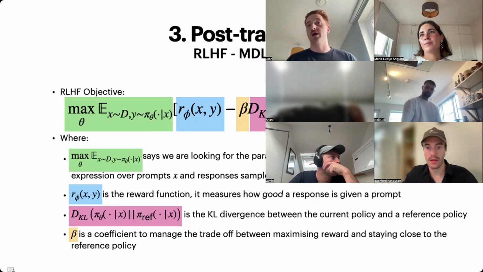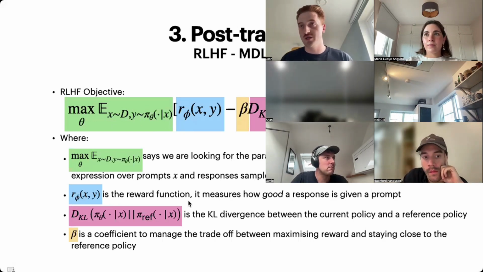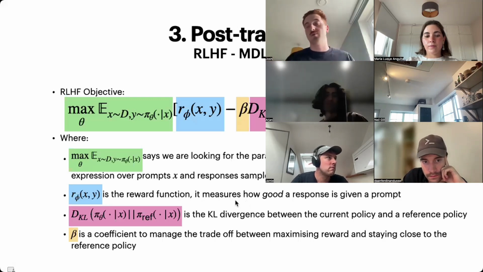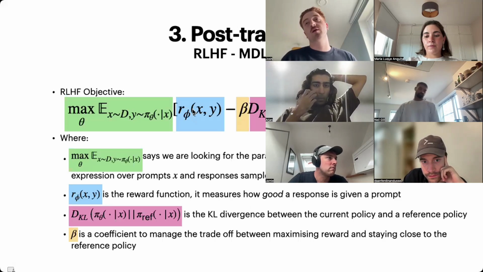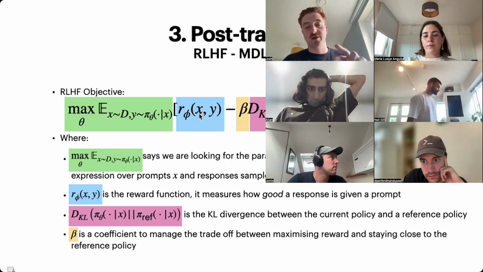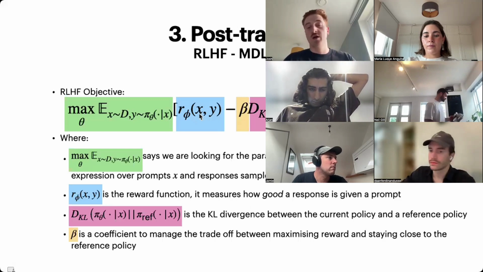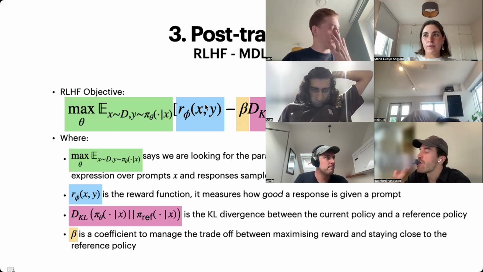So you're looking to maximize over your parameters here. Then you have your reward function, which just measures how good a response is given a prompt. This is how they always reference it. So it's always with a singular response, and it's not two candidate responses and selecting one over the other or doing some sort of probability. It's always just these two here, which must be outputting a singular value.